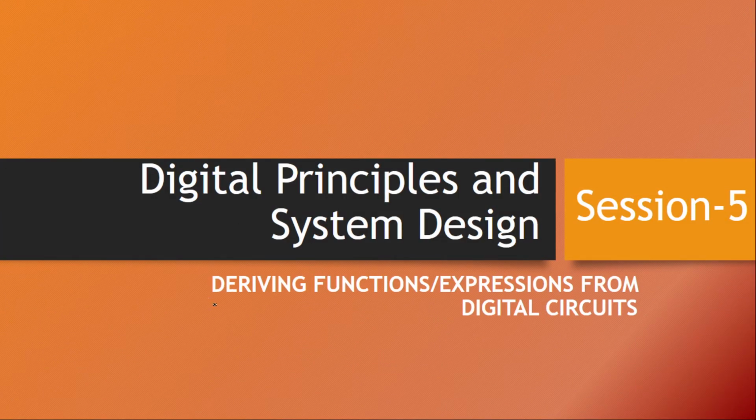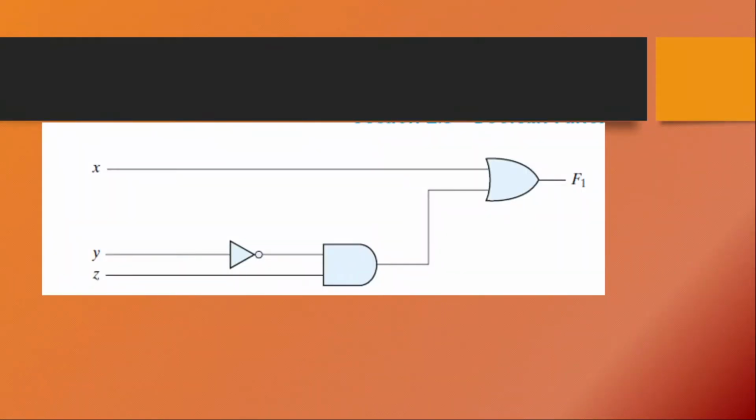So today we will have a short video on how to derive functions or expressions from a given circuit. So moving forward, let's say we have a small circuit like this. When you try to analyze the circuit, we can see that we have three inputs. One is X, one is Y, one is Z. And we have some logical gates here, which finally leads us to the final output or function. So we are supposed to find out what is F1 here. So that is the question.